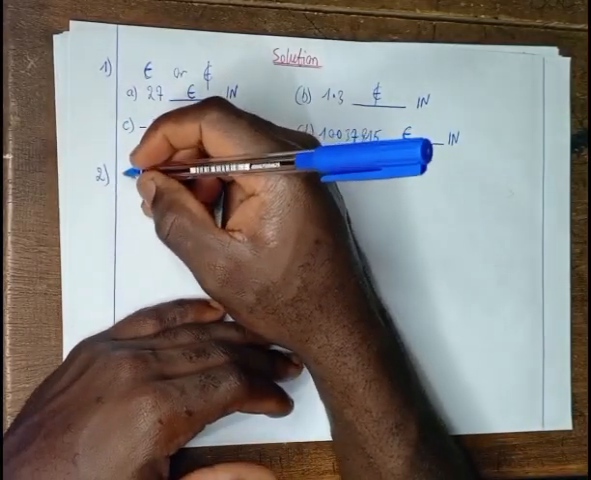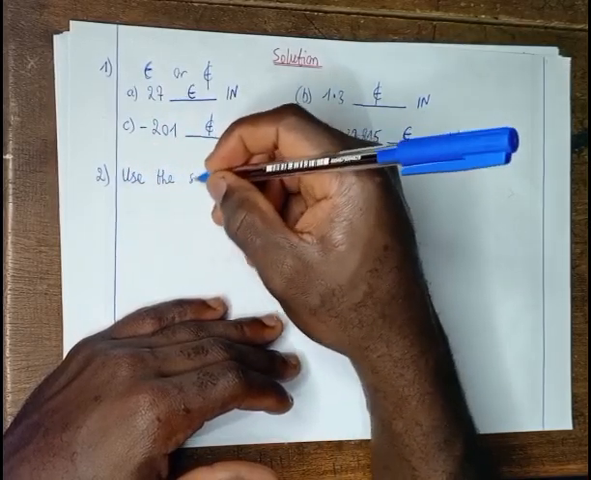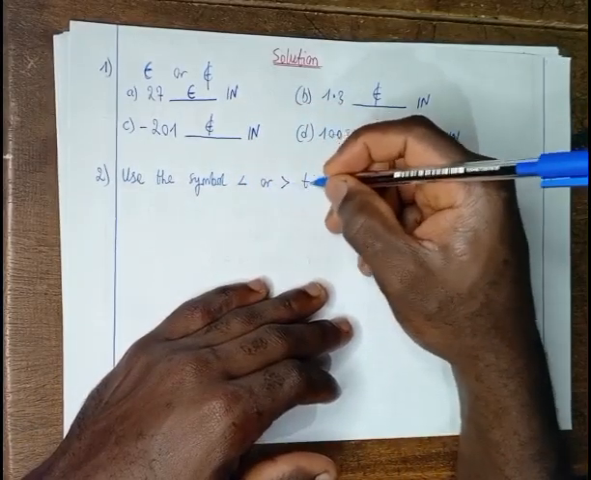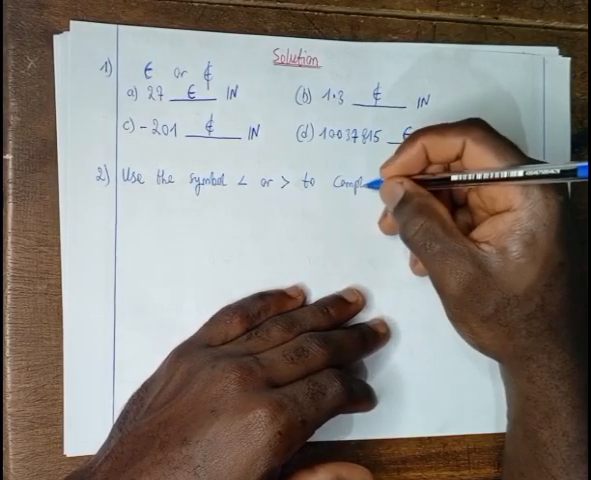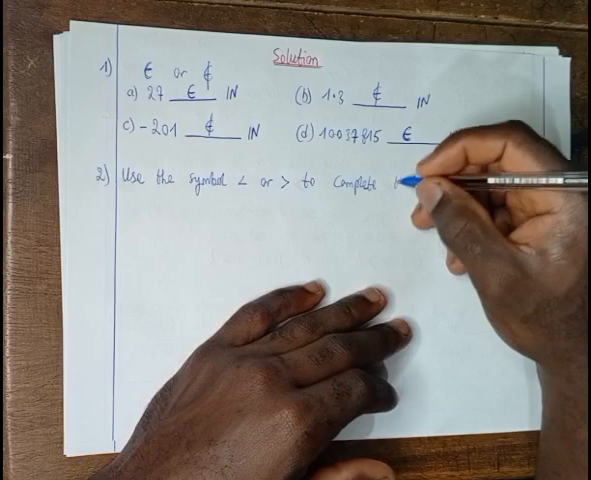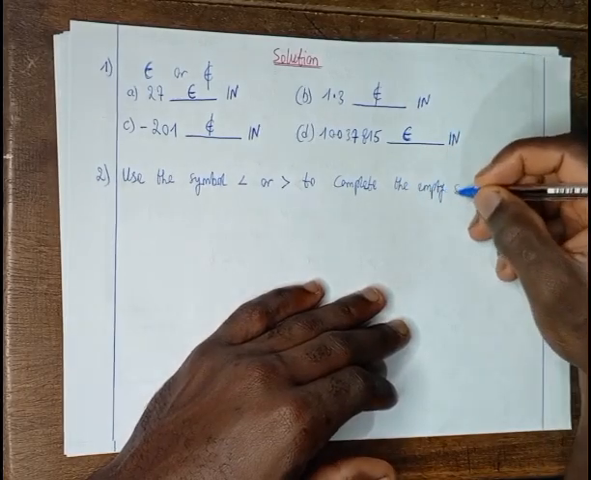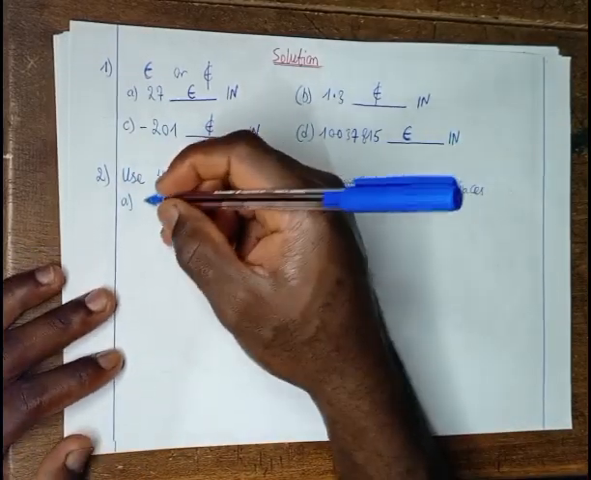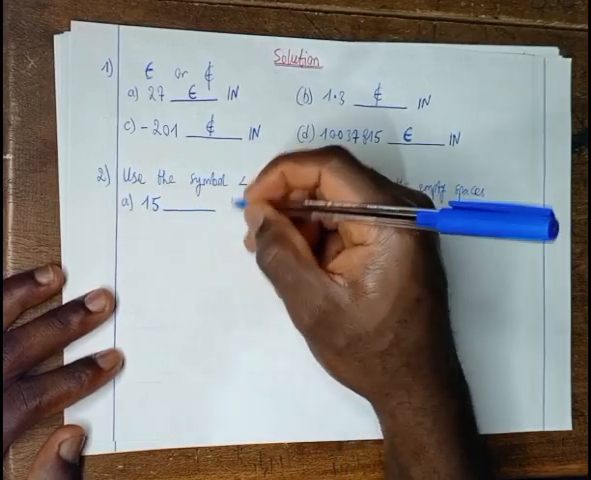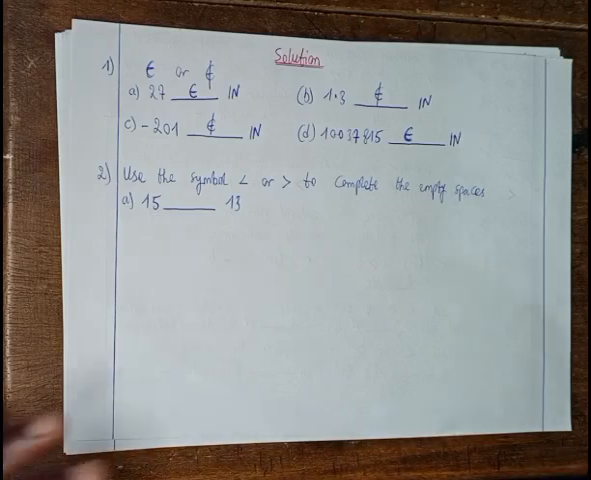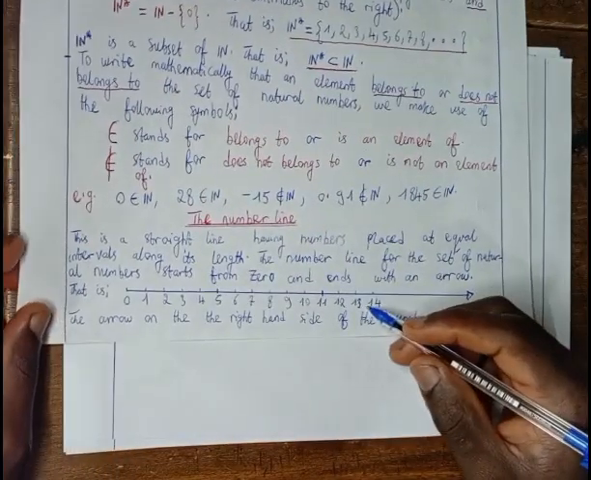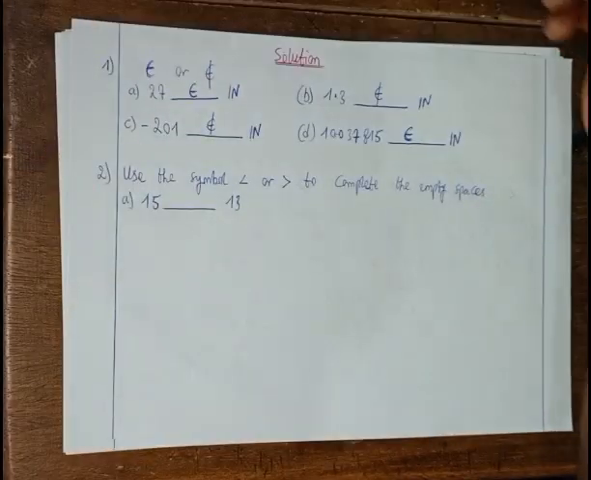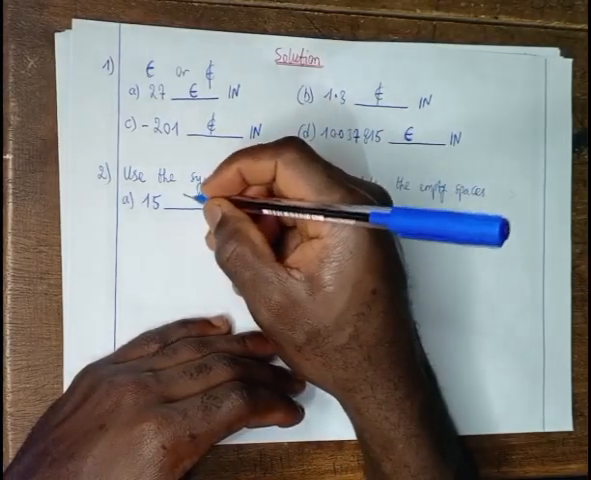Question 2 says we should use the symbol less than or greater than to complete the empty space. So for the first one, A, we have the number 15, then empty space 13. So if we draw our number line, we know 13 is to the left hand side of 15. If we are to continue, we are going to meet 15. So in this case, 15 is greater than 13. We are going to make use of greater than.